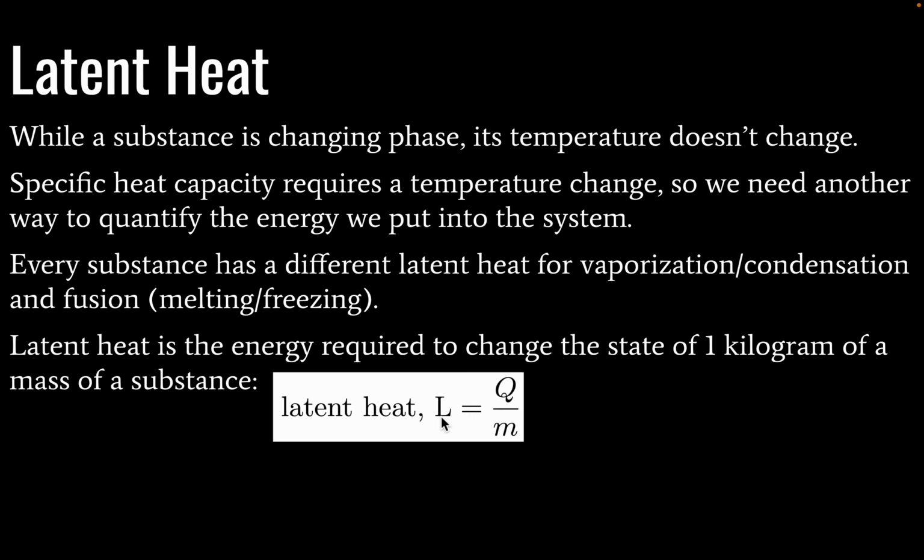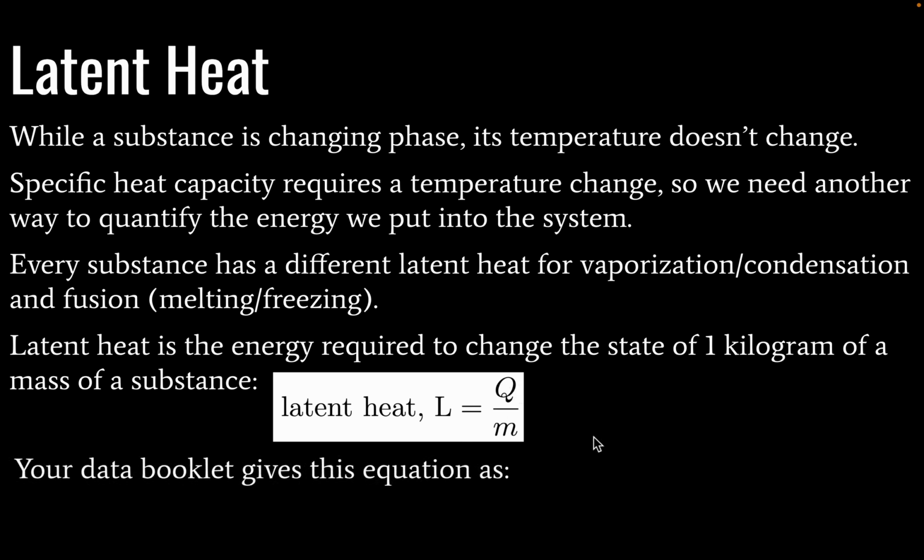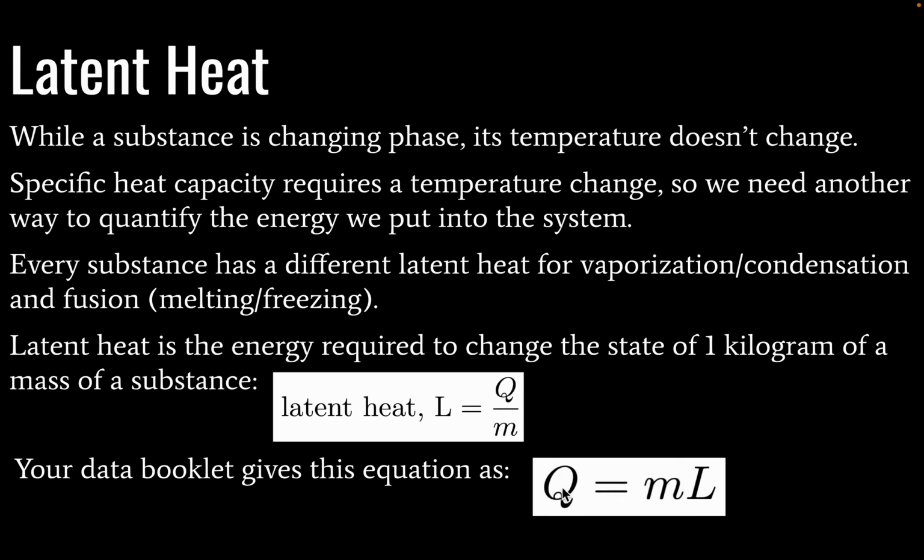So latent heat L is equal to our energy divided by our mass. Your data booklet shows this equation as Q, heat energy, is equal to mass times the latent heat of either vaporization or fusion. It doesn't matter which one we plug in here. It just depends on the change of state that is occurring.